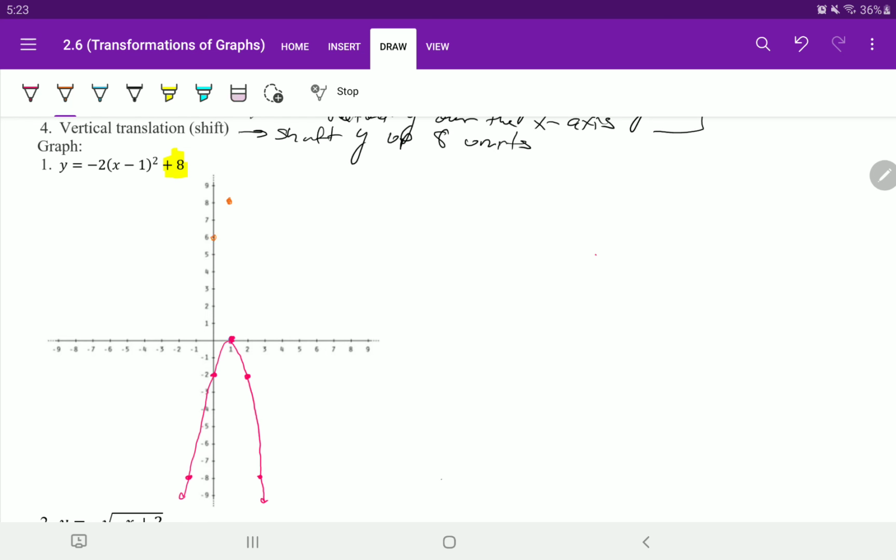That will be 0, 6. -1, -8 shifted up 8 units. That will be -1, 0. Because now each coordinate is being shifted up 8 units. 2, -2 will become 2, 6. Shifted up 8 units. And 3, -8 will shift up 8 units to become 3, 0. And now I can connect my coordinates.